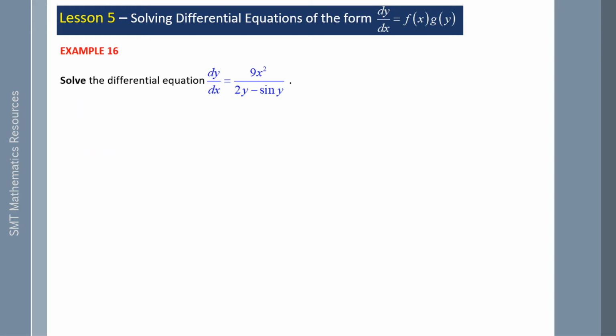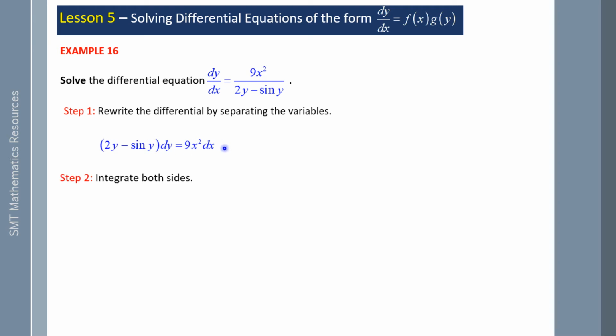Example 16. Solve the differential equation. Step 1 is to rewrite by separating the variables. So we're going to multiply both sides by this 2y take sin y. Now if we look at it, we actually have our y with our dy and our function of x with our dx. So we can integrate both sides. Integrating both sides, our dy is with respect to y, our dx is with respect to x. We can integrate, which is now y squared. The integral of negative sin y is cos y. 9x squared becomes 9x cubed over 3, which is 3x cubed.